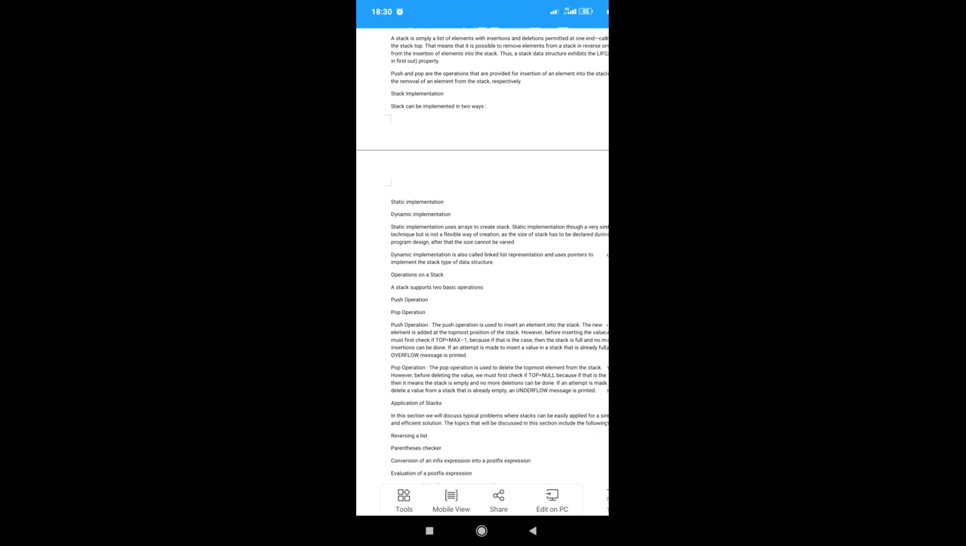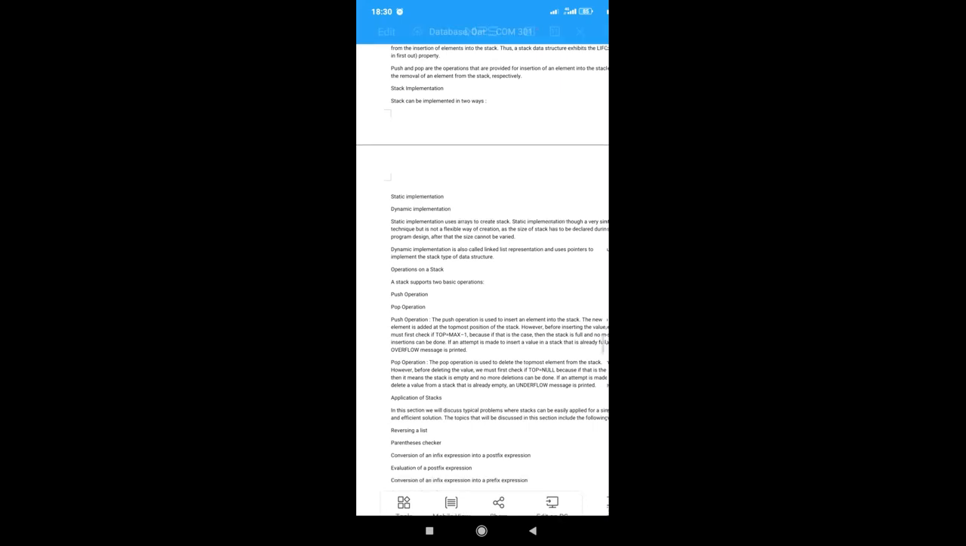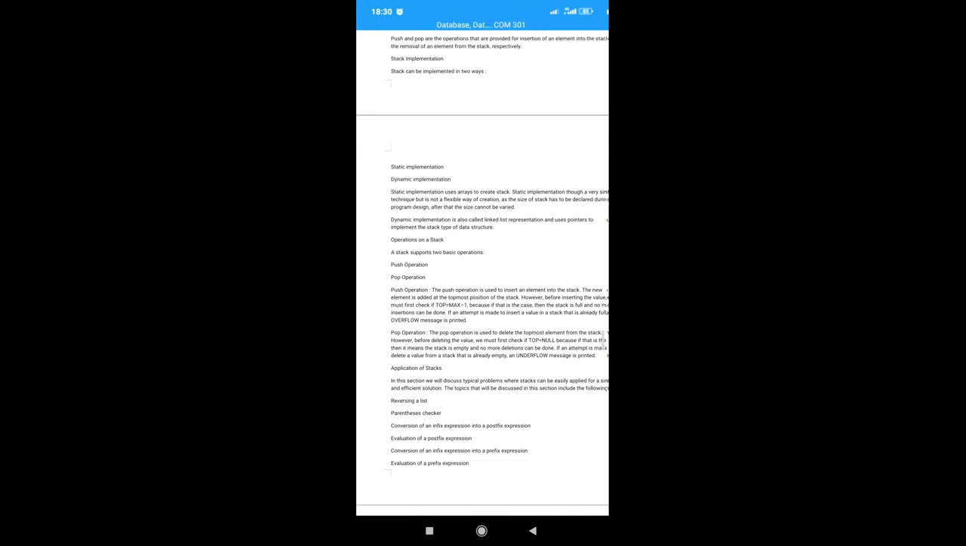Okay, now data structure types are determined by what type of operation is required or what kind of algorithm is going to be applied. So the type of data structure determines the type of algorithm that needs to be carried out on it, or the type of operation that needs to be carried out on it.